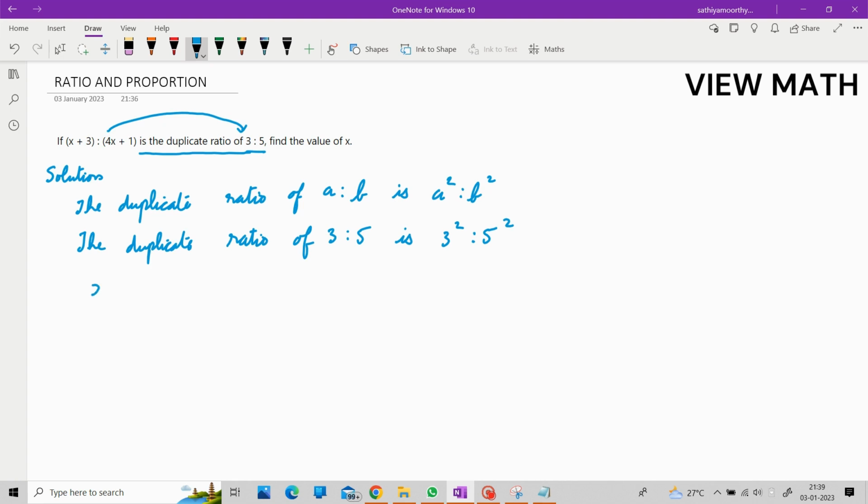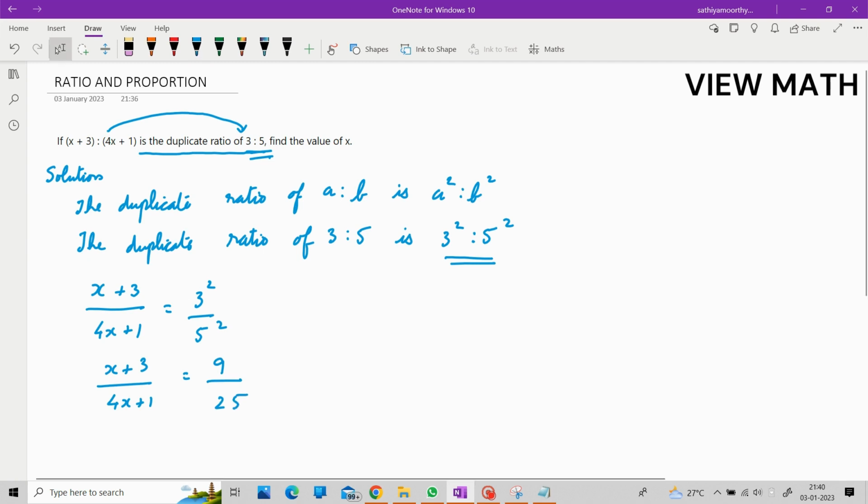So I can write x+3 by 4x+1 is equal to the duplicate ratio of 3 is to 5. The duplicate ratio of 3 is to 5 is 3 square is to 5 square. So I can write it as 3 square by 5 square. So this is equal to x+3 by 4x+1 is equal to 3 square is 9 and 5 square is 25.